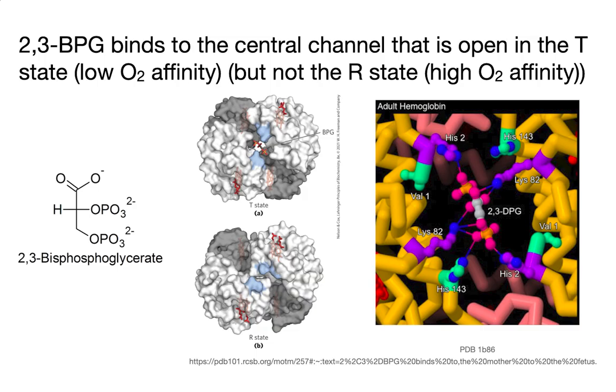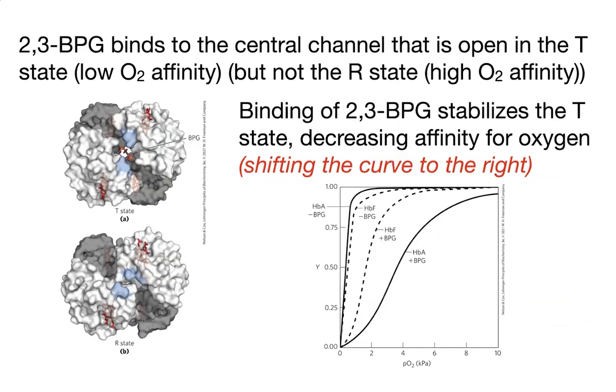So we talked about how oxygen was going to be a positive homotropic modulator. But then we talked about another modulator called 2,3-BPG or 2,3-bisphosphoglycerate. To review, 2,3-BPG binds to the central channel that's open in the T state, which is the low affinity state, but not the R state, the high affinity state. This binding stabilizes that T state, which is decreasing the affinity for oxygen, shifting the curve to the right.